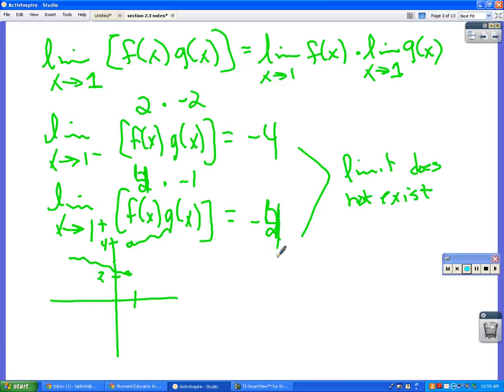And same, so you have to look at the left and right hand limits when you're dealing with products and quotients to make sure that both of them didn't change in such a way to make them equal, to make it exist. All right? Okay, so that was fun.